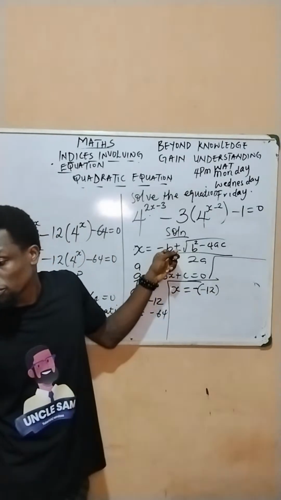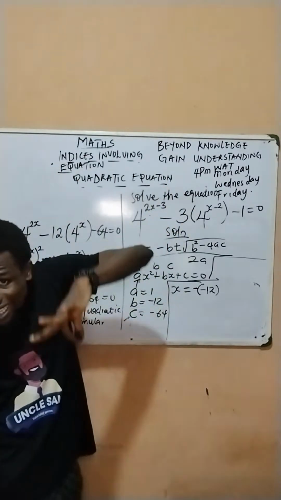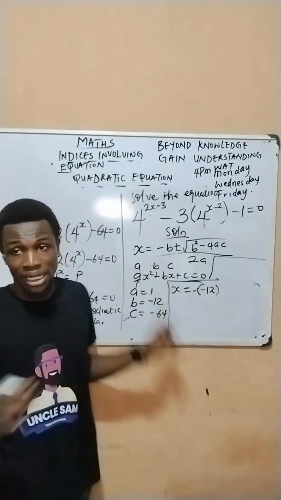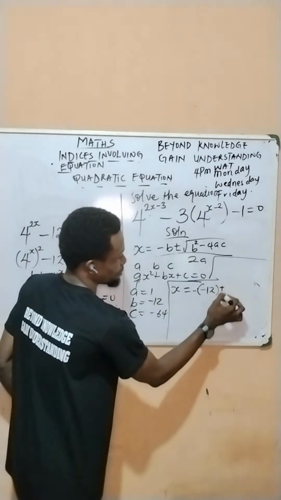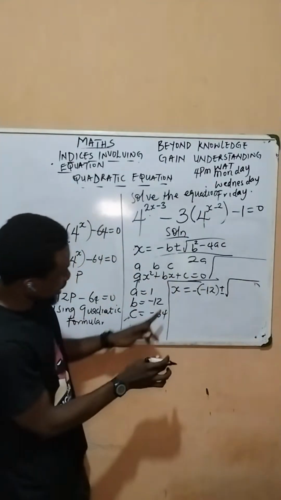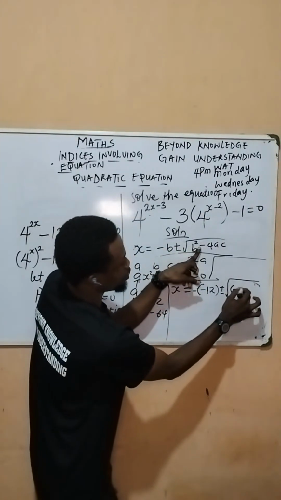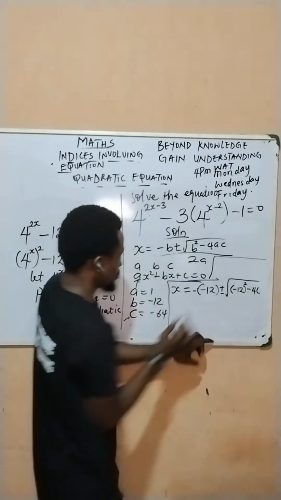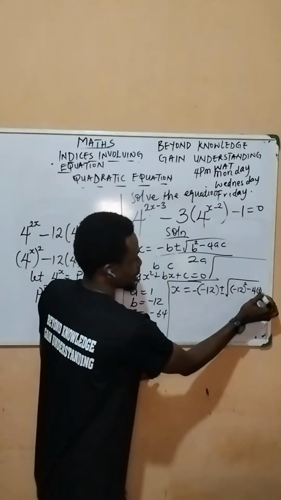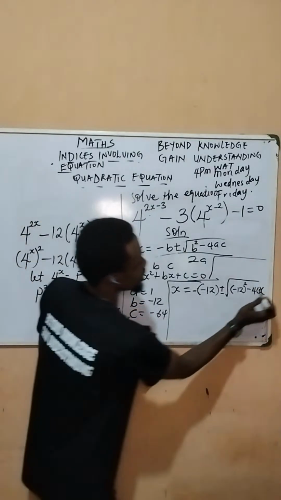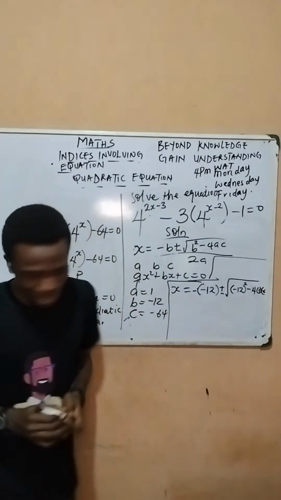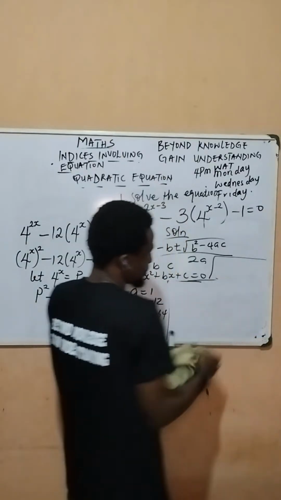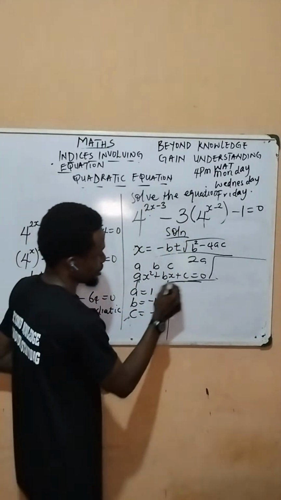And the quadratic formula also comes with a negative. So this becomes x equals negative open bracket negative 12 for b, plus and minus the square root of b again, which is now minus 12 all squared, then minus 4 multiplied by a, which is 1, then multiplied by c, which is negative 64. Let me write this out very well so that we'll have plenty of space, so I don't go about missing one or two things.